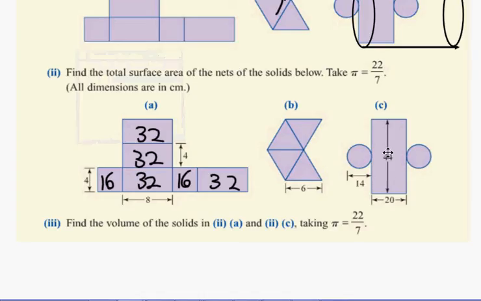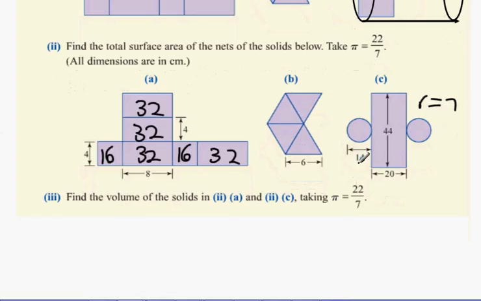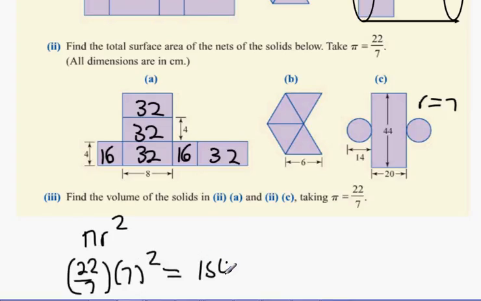Now, what we're going to be doing next is going for the surface area of the cylinder. The radius of the cylinder is 7. The reason I know that is that the radius of the circle is 7. So what I'm going to do is get the area of the 2 circles. The area of a circle is pi r squared. 22 over 7 multiplied by 7 squared is going to be 154 centimeters squared. That is for both circles.